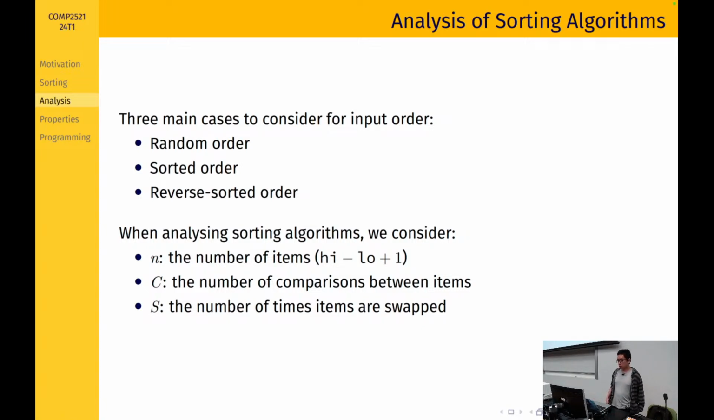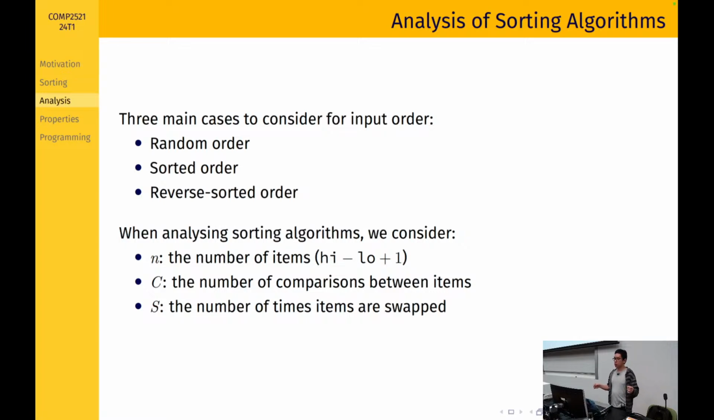Okay, and we're looking at sorting algorithms because it gives us a nice chance to analyze algorithms. So when we're analyzing sorting algorithms, there are 3 cases we want to consider. There is the random order, so give the sorting algorithm a random array and see how long it takes to run. There's also sorted order, so what happens if you give the sorting algorithm something which is already sorted, and reverse sorted order, so what happens if the array is reverse sorted. We're interested in sorted order and reverse sorted order because these are the extremes in the case of sorting.